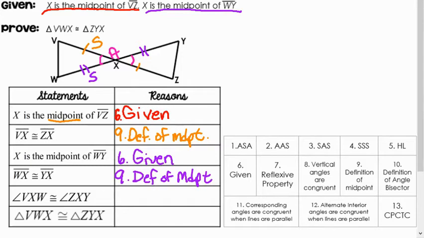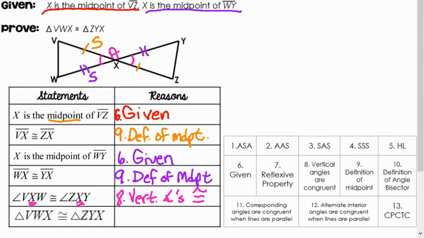Then it says angle VXW, right there, is congruent to angle ZXY, right there. Remember, your middle letter is your vertex. Okay, so V to X to Y, Z to X to W. How did we know those two pink angles were congruent? That was from the fact that they were vertical angles, and that's rule number 8. Reason number 8 says vertical angles are congruent. So I'm going to abbreviate that, vertical angles congruent.